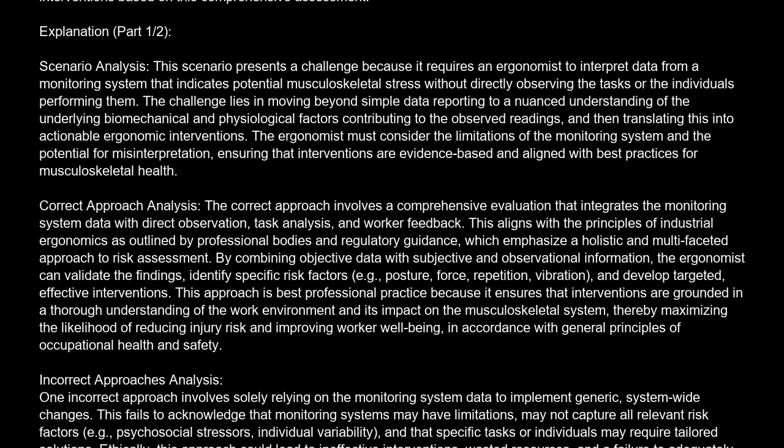Incorrect approach analysis. One incorrect approach involves solely relying on the monitoring system data to implement generic system-wide changes. This fails to acknowledge that monitoring systems may have limitations, may not capture all relevant risk factors, e.g., psychosocial stressors, individual variability, and that specific tasks or individuals may require tailored solutions. Ethically, this approach could lead to ineffective intervention, wasted resources, and a failure to adequately protect workers, potentially violating principles of due diligence in occupational health and safety.